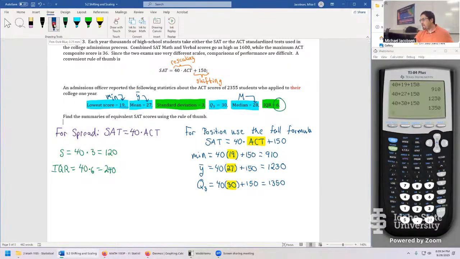Last one to go is the median M. So 40 times the new value, which is 28. Excuse me, the old value is the ACT score, which is 28, plus 150. And if you're going to use a shortcut again, just hit up arrow, enter, left arrow to this position and overwrite the 28. So now it's a 1270.